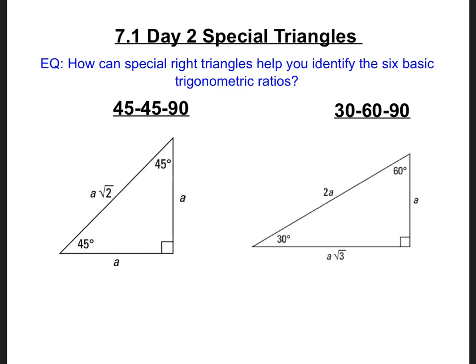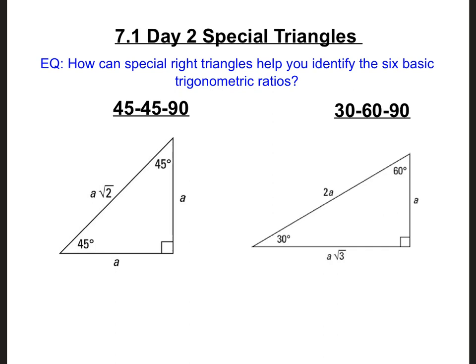Today we're working on 7-1 Day 2, special triangles. Your essential question says, how can special right triangles help you identify the 6 basic trigonometric ratios? Before you panic, hopefully you recognize these from geometry. I'm guessing you didn't love them in geometry, but I promise they're going to make your life easier in Algebra 3. Right now I would stop and take a picture of this slide, because you're going to use this to solve every single problem you do today.